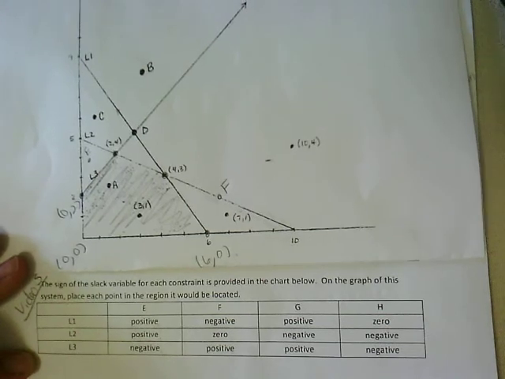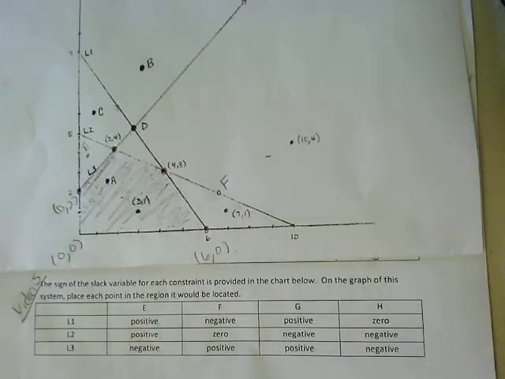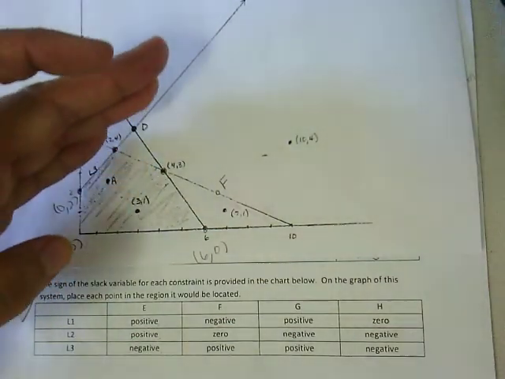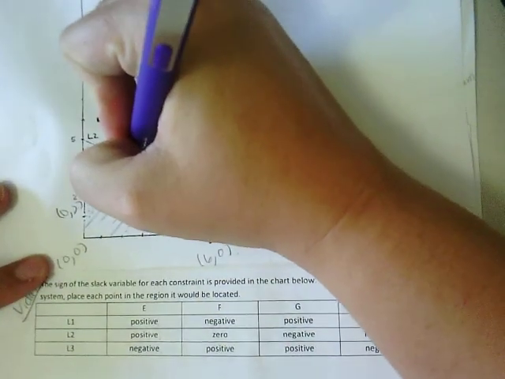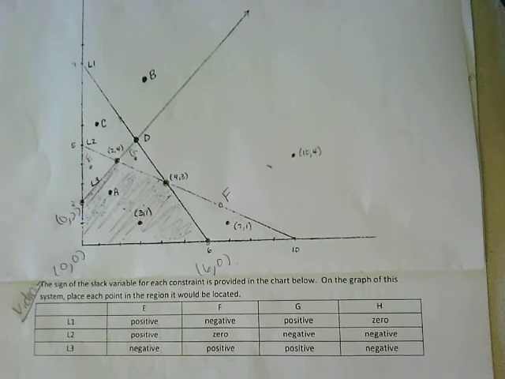Okay. Well, next we've got G. Positive for line 1, negative for line 2, and positive for line 3. That means that I am above line 2, but I am below lines 1 and 3. Okay, so below line 1 and below line 3, but above line 2, that puts me right here in this triangle. Alright, that is the only place that it could be in, anywhere in that triangle.